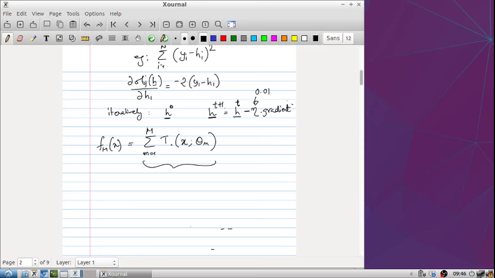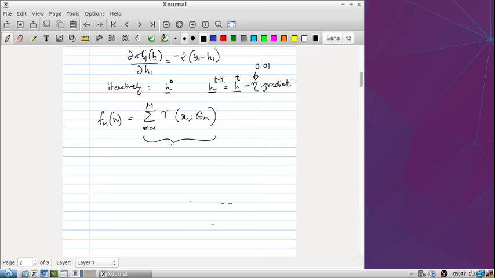Are people following at this point? I'm not even told anything about the gradient method yet, but you want to be sure about what I'm saying so far. After that, maybe things will become a little fuzzy. It's fine. Any questions at this point?